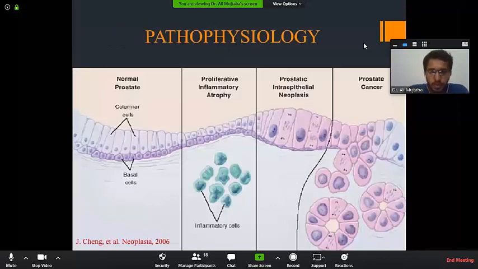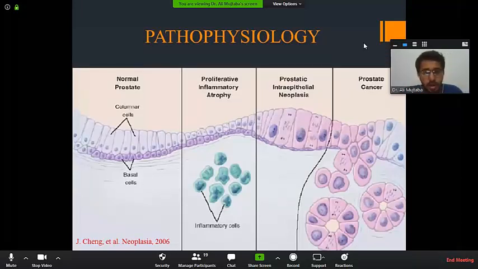Here is the pathology of prostate. As the figure shows, the different stages of prostate cancer from normal prostate to prostatic cancer. In normal prostate, there is uniformity in the epithelial cells of prostate and normal architecture.